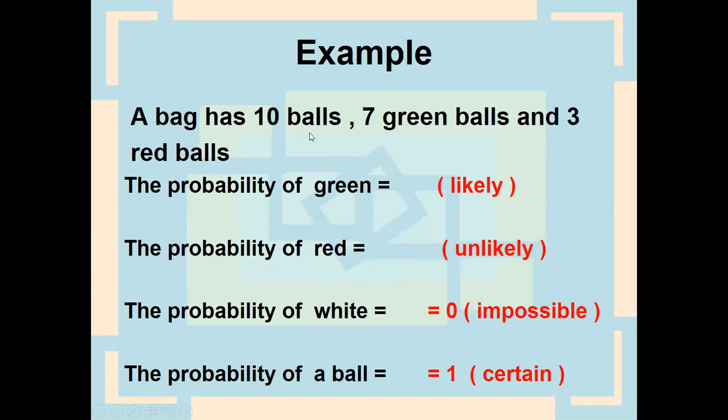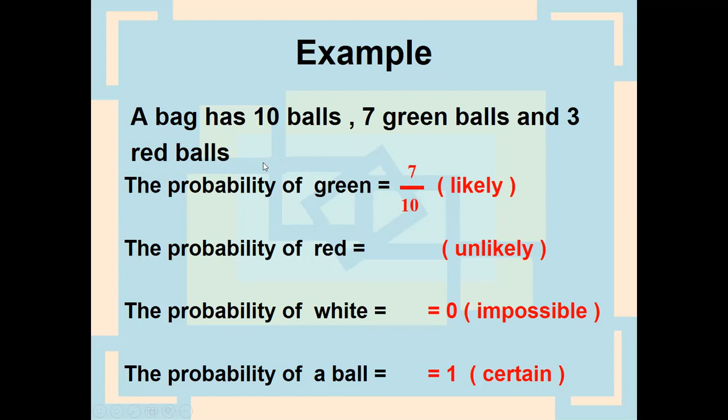A bag has 10 balls. This is the total number of balls we have. It's 10. 7 of them green and 3 red. If I want to find the probability of green, what will you do? We will put the number of green balls over the total number of balls. How many green balls do we have? We have 7. Out of the total 10, it will be 7 over 10. And this is likely because it's near to 1, because here it's more than half.